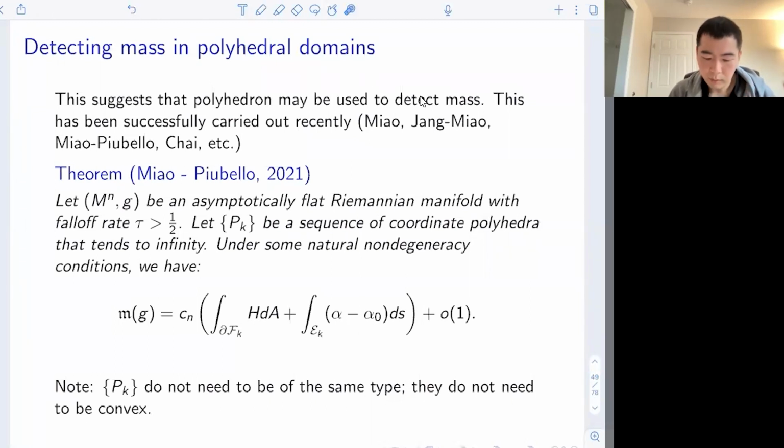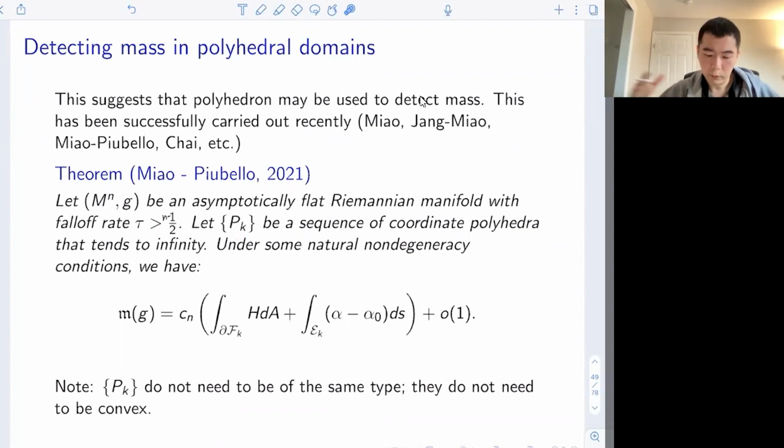So you take any asymptotically flat manifold with some fall rate near infinity. In general, I think it's -1/2. And now you take any sequence of coordinate polyhedra that tends to infinity.